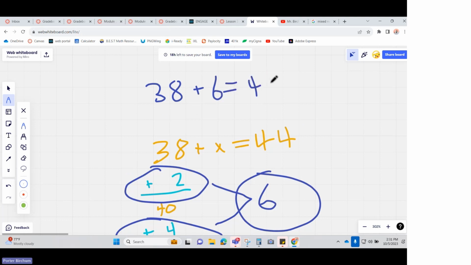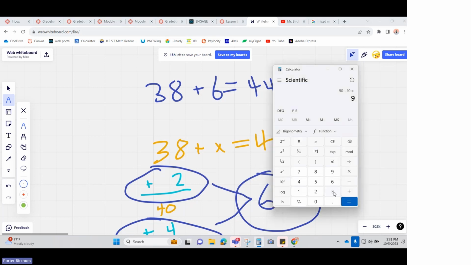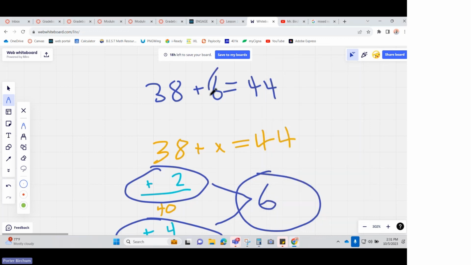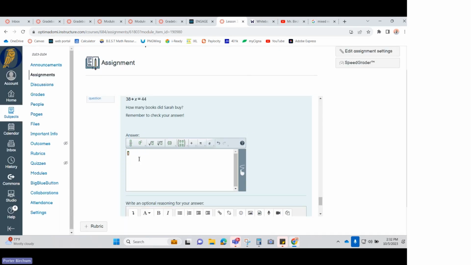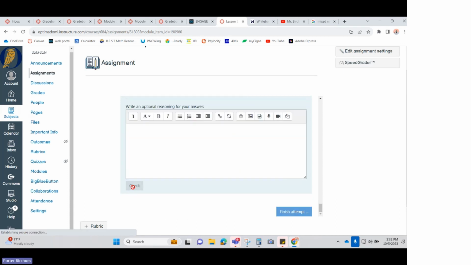Equals 44. Let's whip out our handy dandy calculator. 38 plus 6, 44. 6 makes our number sentence true. Sweet. Let's check. X equals 6. Check.